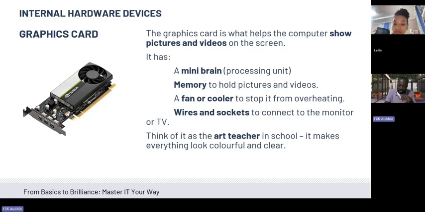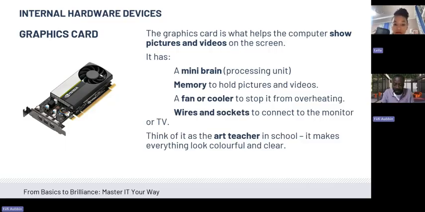Then a fan or a cooler to stop it from overheating because it has a processor. You should have a fan. Without a fan, it will overheat and your system will just stop working or even crash or bang.